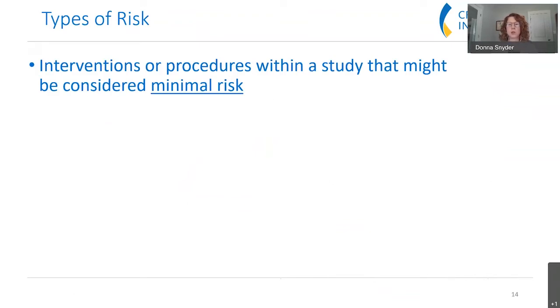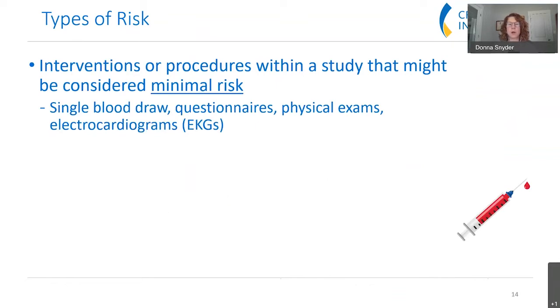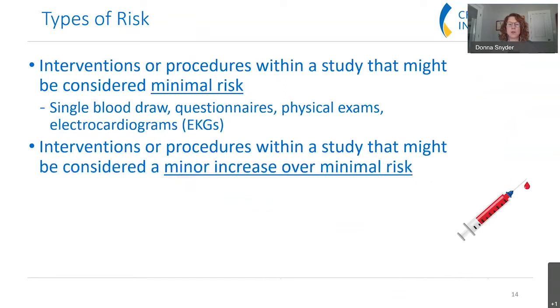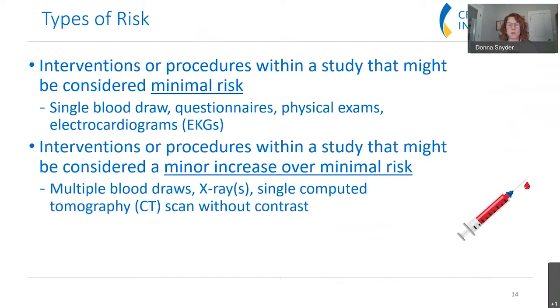So interventions or procedures within a study that might be considered minimal risk would be a single blood draw, questionnaires, physical exams, or EKGs. And interventions or procedures within a study that might be considered a minor increase over minimal risk might be multiple blood draws, certain x-rays, and we want to look at how much x-ray exposure a child might be exposed to in the study, a single CT scan without contrast, and definitely one with contrast.